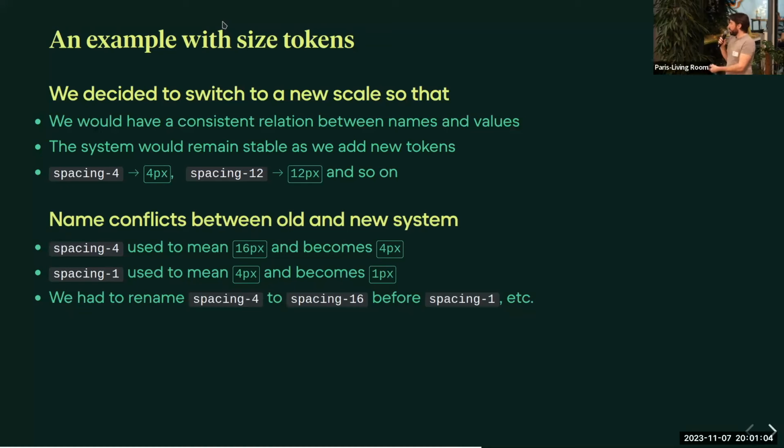This is an example where in our old scale, spacing 4 was 16 pixels, but now we want it to mean 4 pixels. So we need to be careful. When we look at our code, we need to know if we're using the old or the new value. And spacing 1 used to mean 4 pixels, and now it becomes 1.